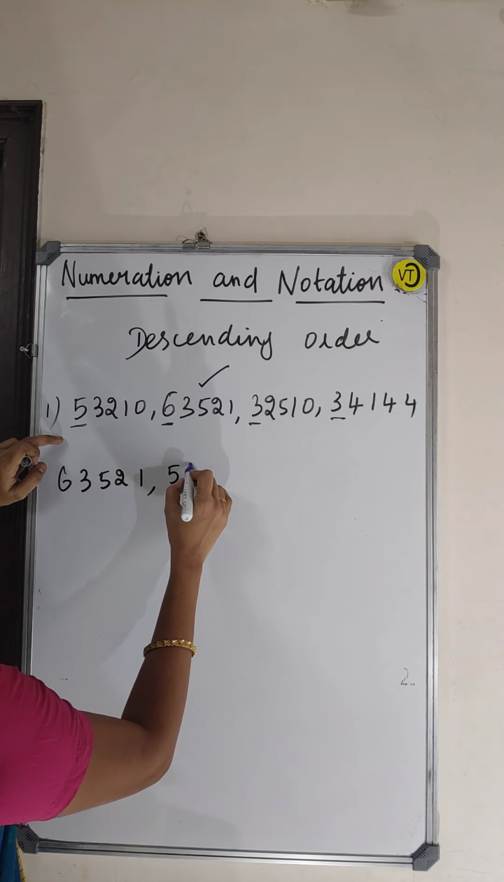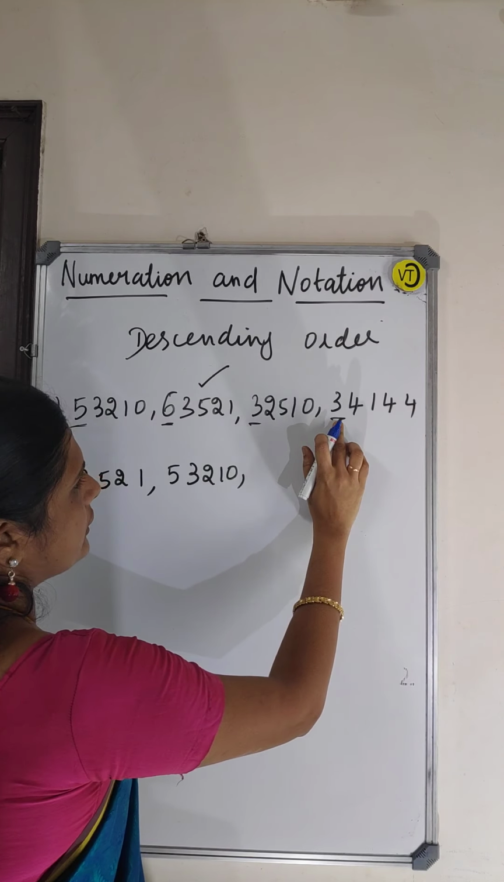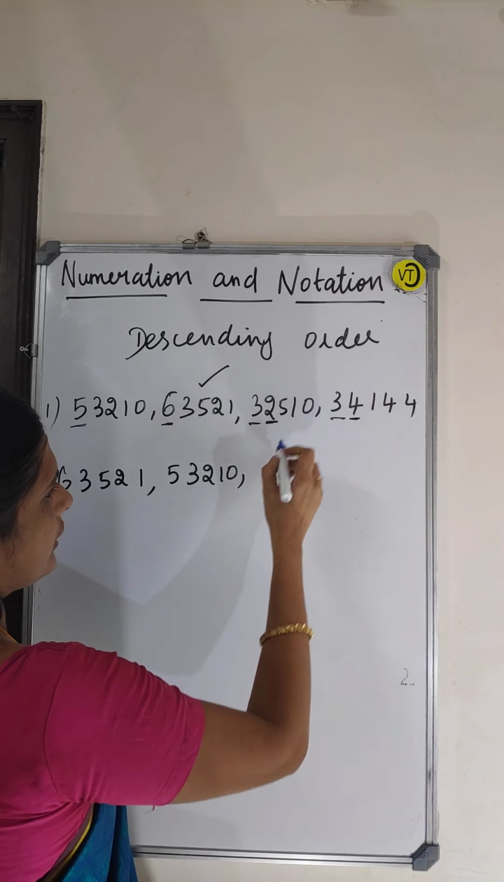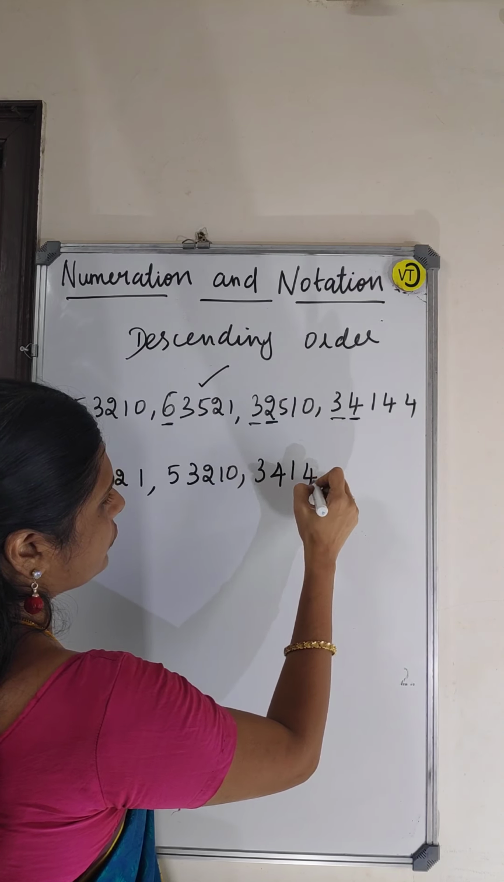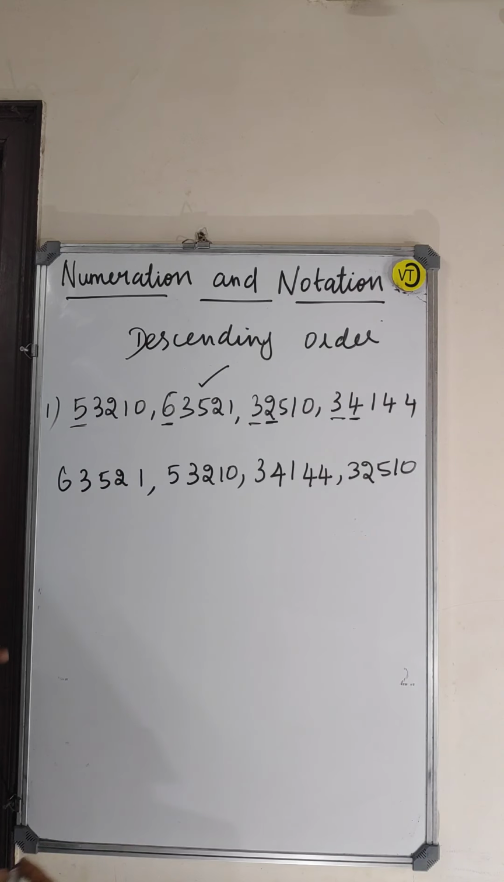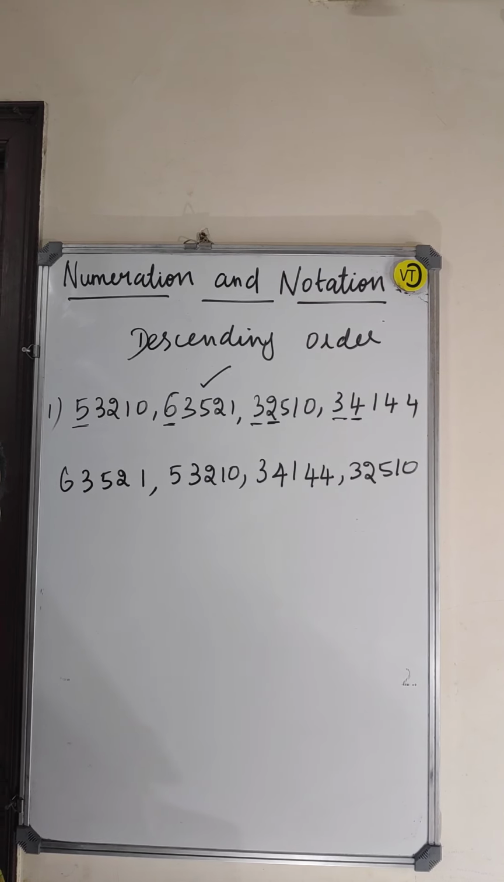Then next, 53210. After that 3 here, 3 here. The next digit I have to check: 4, 2 here, 4 here. So I have to write this, 34144. The last number is 32510. So descending order means bigger number to smaller number. Right?